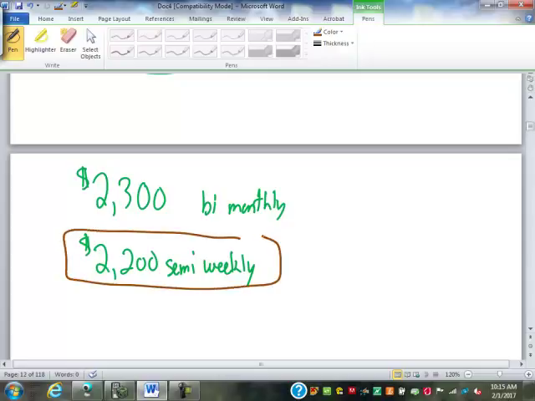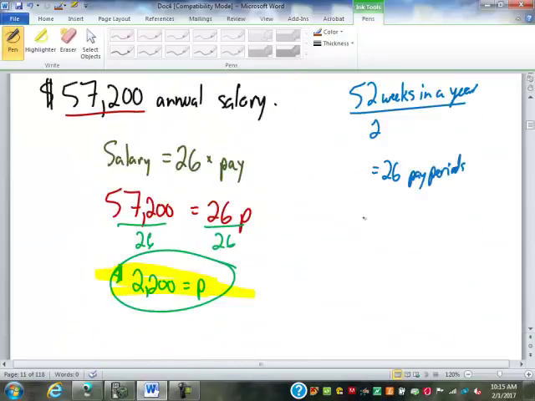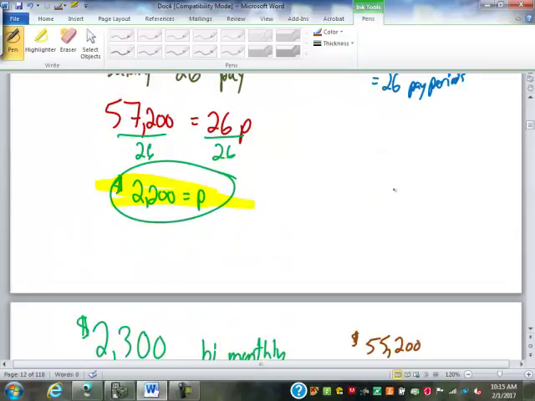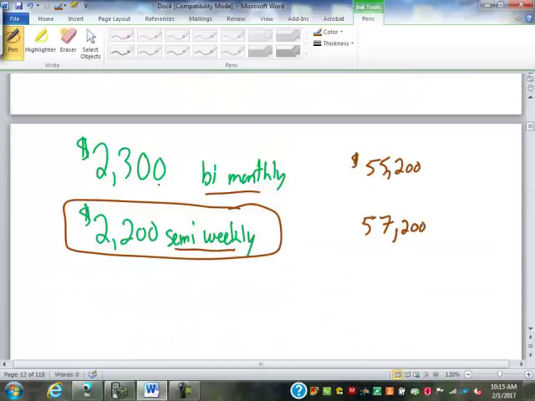I've actually had a close friend of mine, this has been a few years back now, leave a really good job because it looked like he was going to get paid more. But it was going from semi-weekly to bi-monthly. He actually took about a $2,000 a year pay cut. So remember the numbers we had up here. This was 55,200 here. This was 57,200. So even though it's $100 a paycheck less, because there's 2 more paychecks in the year, it's still $2,000 a year more.